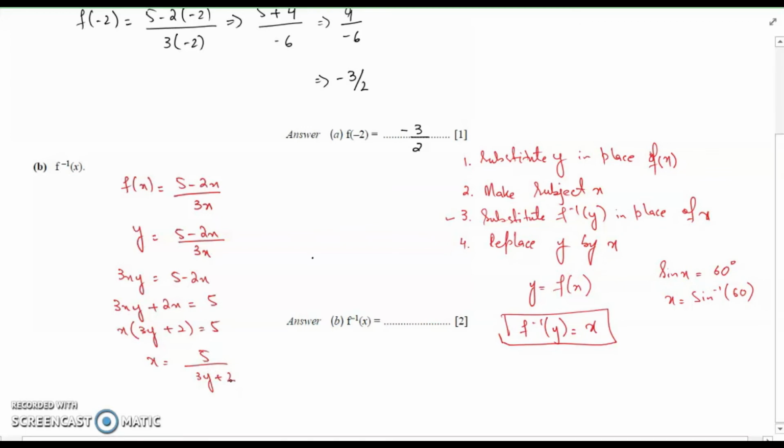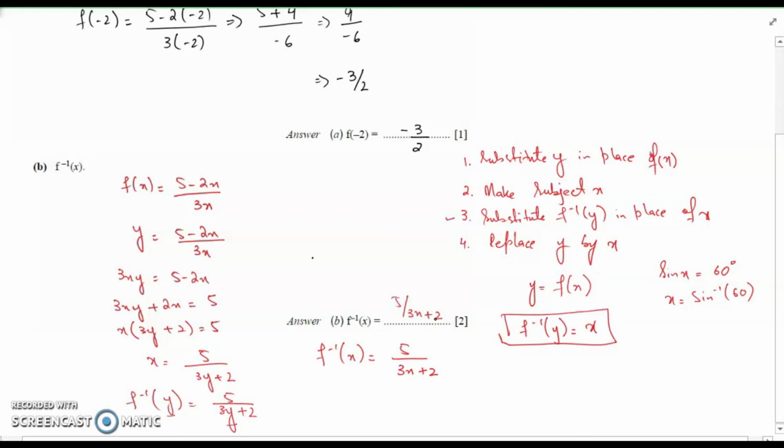Now in the third step they are saying substitute f inverse of y in place of x. So it means in place of x we will substitute f inverse of y. Now we will follow the last step. In the last step, replace y by x. So here we have y and similarly here we have y. So we will replace these y by x. If we replace it, it will be f inverse of x is equal to 5 upon 3x plus 2. So f inverse of x is equal to 5 upon 3x plus 2. It will be the answer of this part.